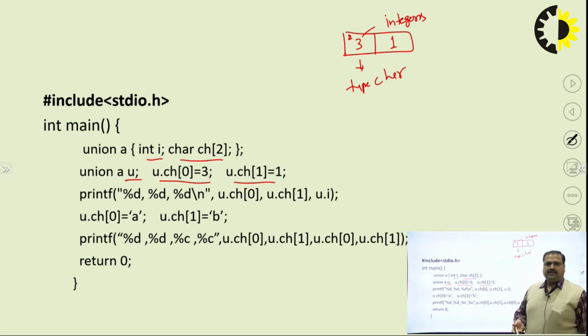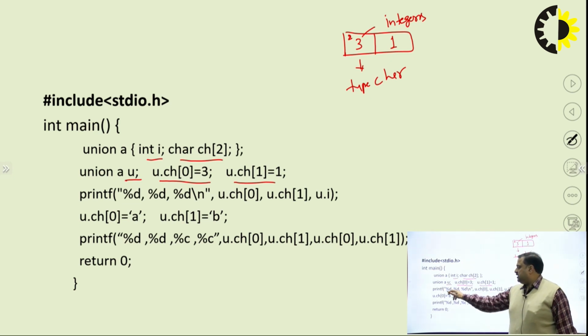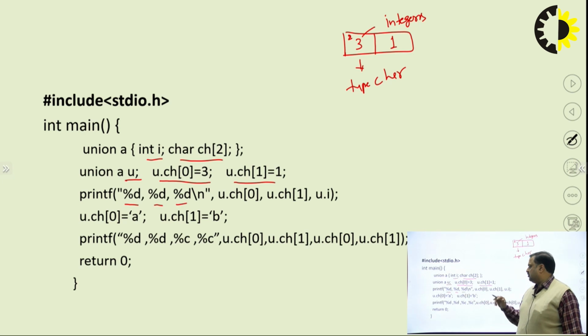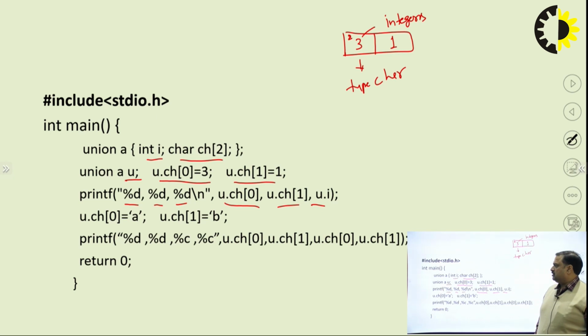Characters are internally treated as integers. I have already discussed this in the previous lecture, that characters are stored in the form of integers in memory, because most of the time the ASCII value, or ASCII code, corresponding to a particular character is stored in the memory. So here we have displayed %d, %d, %d: u.ch[0], u.ch[1] and u.i.